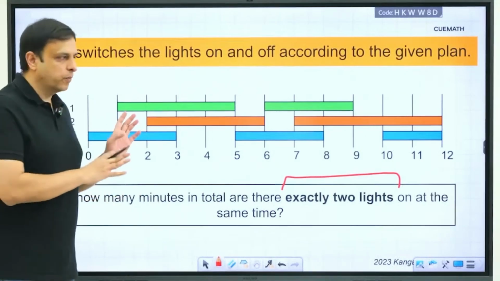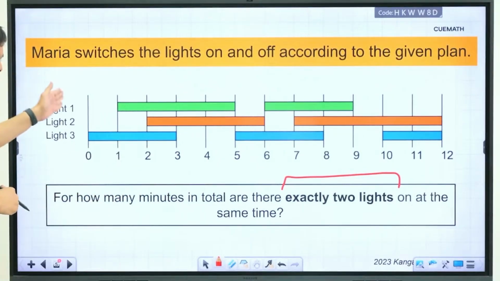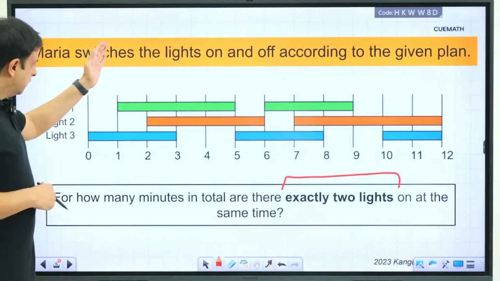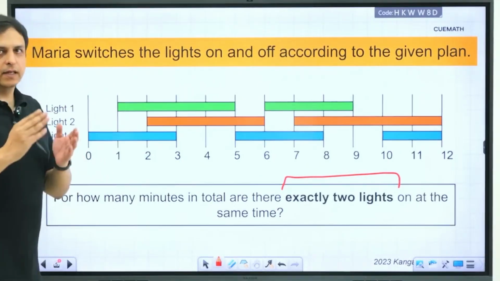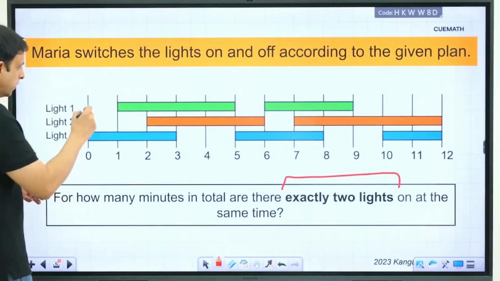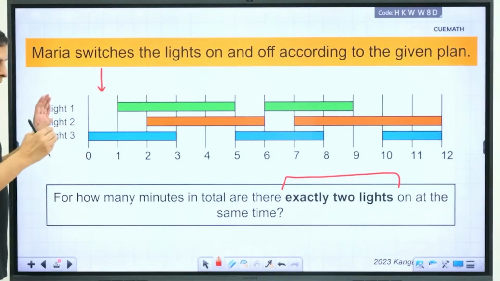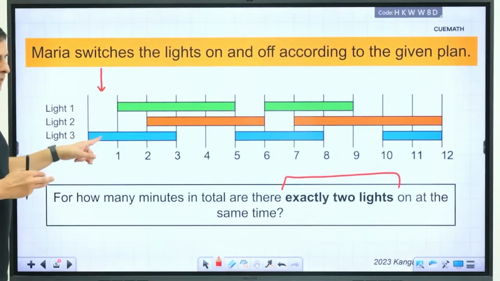So I want you to follow me carefully as I explain how you can do this. You have to look at every window of time and basically look at if there are 2 bars that exist in that window or not. If you look at this first window here, minutes 0 to 1, or the first minute, you will see that only light 3 is on.